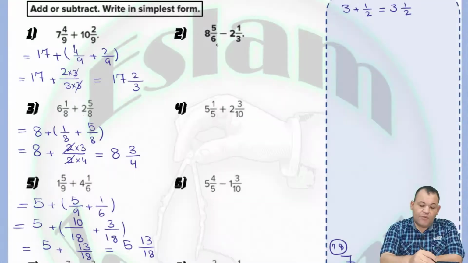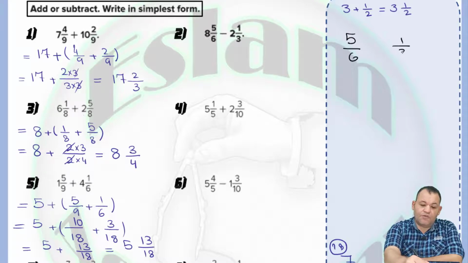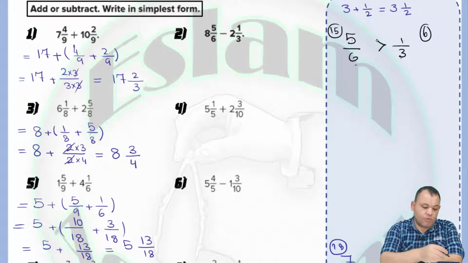For question number 2, we have here 8 and 5 over 6 minus 2 and 1 over 3. Before we start, we need to check that the first fraction is greater than the second one. We have 5 over 6 and 1 over 3. 3 times 5 equals 15. 6 times 1 equals 6. So the first fraction is greater than the second fraction. So it works, so I will subtract. 8 minus 2 equals 6, plus, open a bracket, 5 over 6 minus 1 over 3.